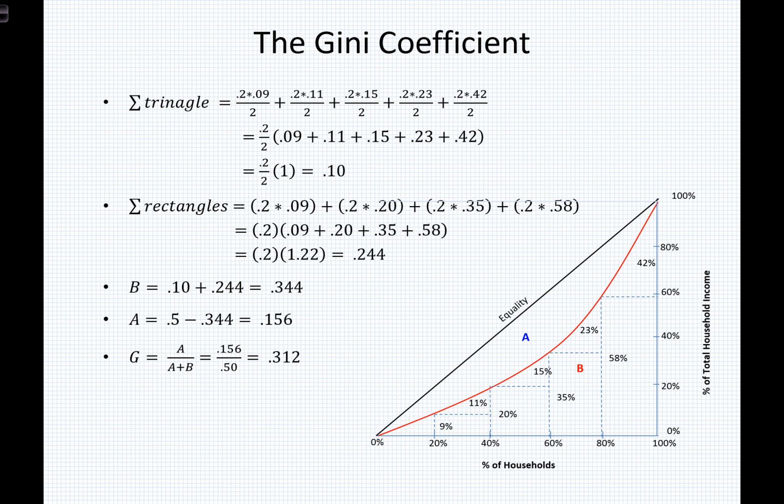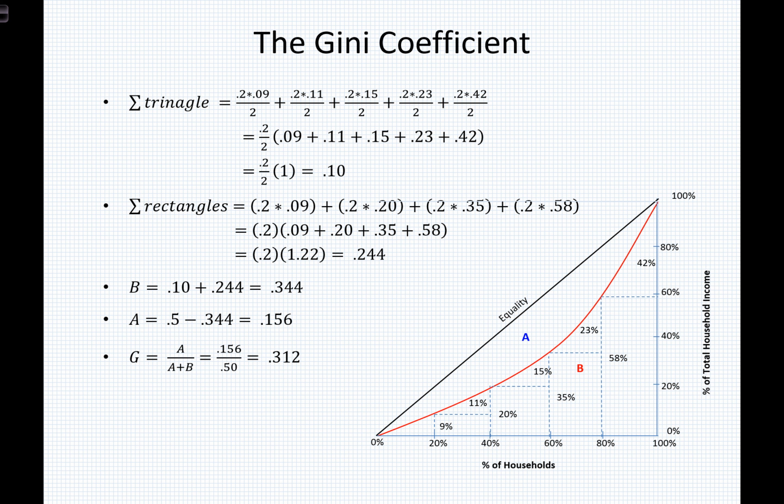So in this case, given the values that I showed you, we have an area of B equal to 0.344. And if A is equal to 0.5 minus B, then A is equal to 0.5 minus 0.344, which is equal to 0.156, which then lets us actually motivate our Gini equation, our Gini coefficient of A over A plus B. So it's 0.156 divided by 0.50, or we have a Gini coefficient of 0.312.